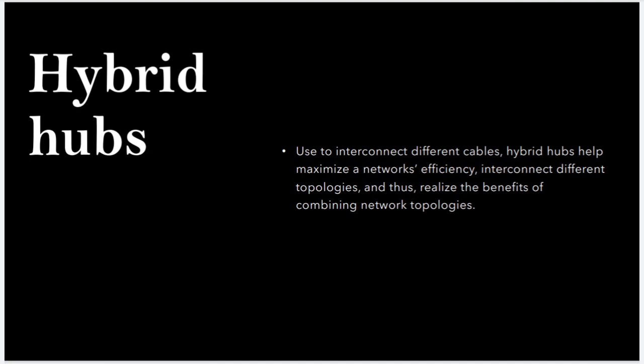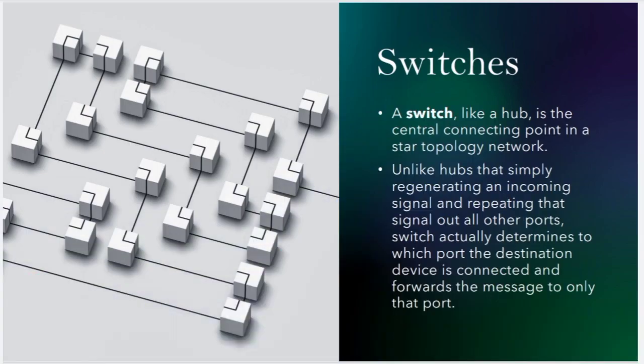A hybrid hub is another hub used to interconnect different cables. Hybrid hubs help maximize the network's efficiency, interconnect different topologies, and thus realize the benefits of combining network topologies. Switches. A switch, like a hub, is the central connecting point in a star topology network. Unlike hubs that simply regenerate an incoming signal and repeat that signal out all other ports, a switch actually determines to which port the destination device is connected and forwards the message to only that port.